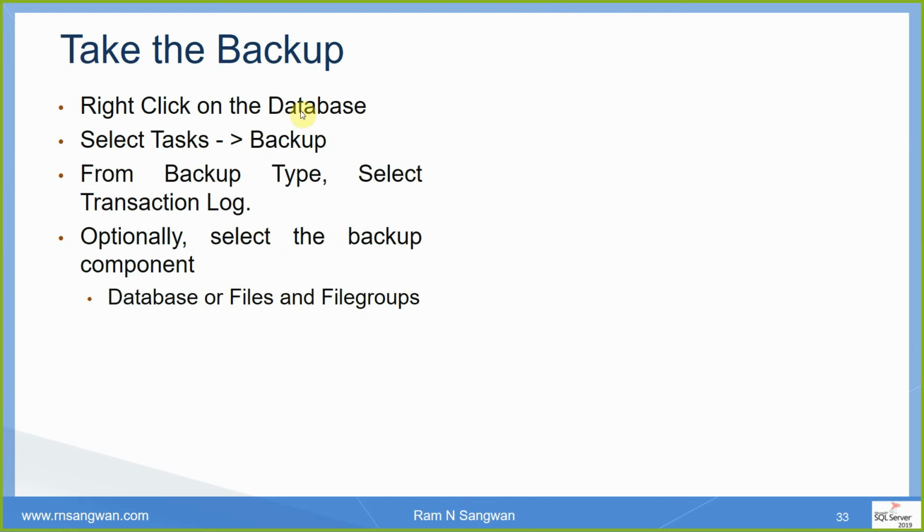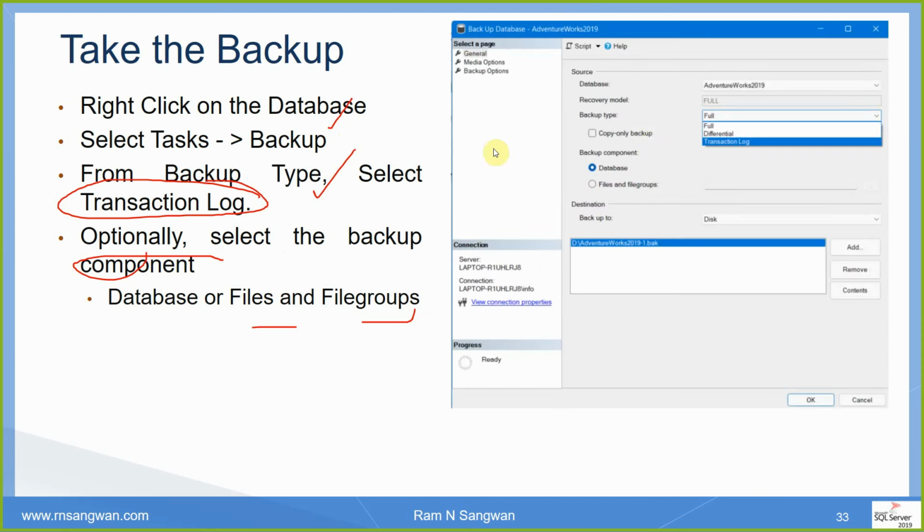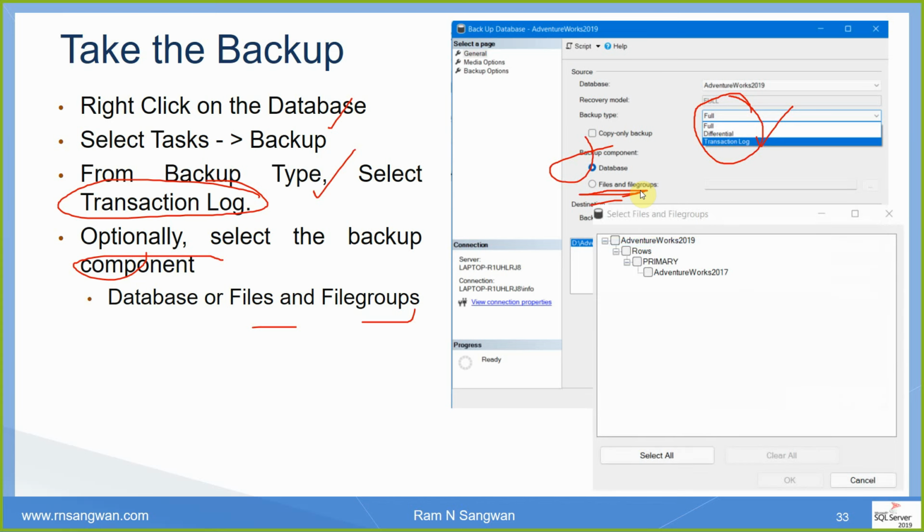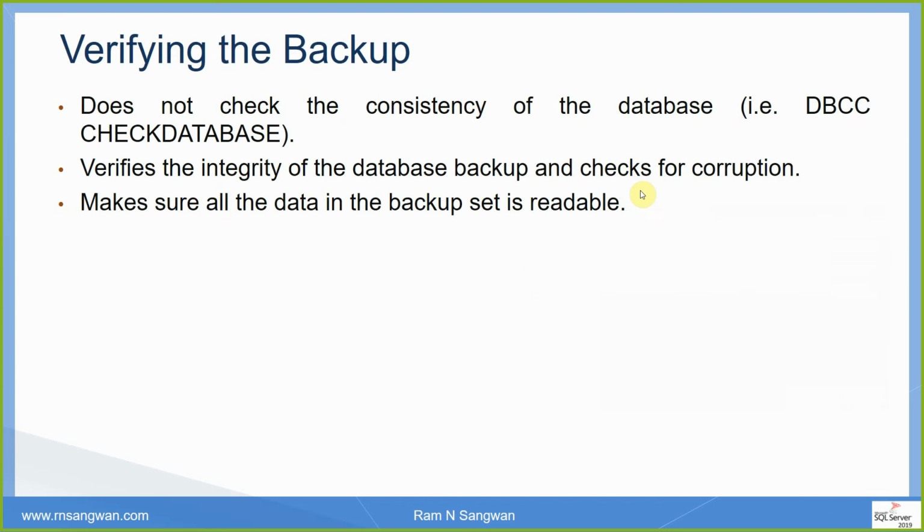Take the backup, select backup type, transaction log. This is a transaction log backup. Select the backup component, files or file groups. So this is the backup option under the full recovery model. You see the options transaction log and file group. These options were not visible or active when you were working with the simple recovery model, not full recovery model. Then specify the file group if you want.